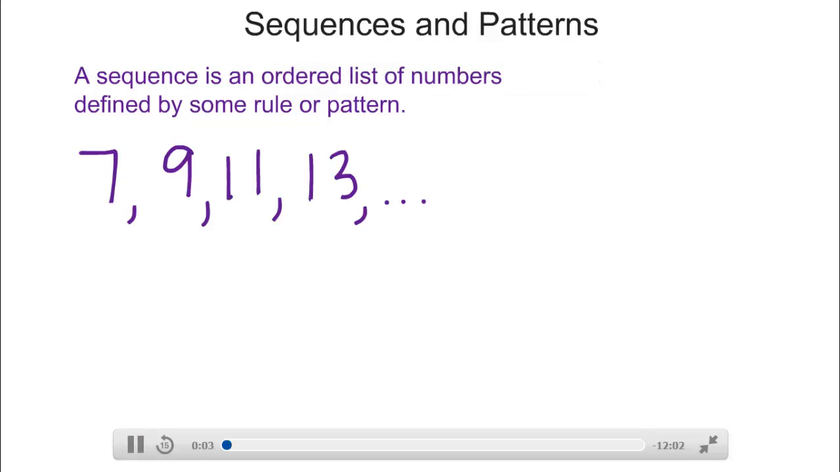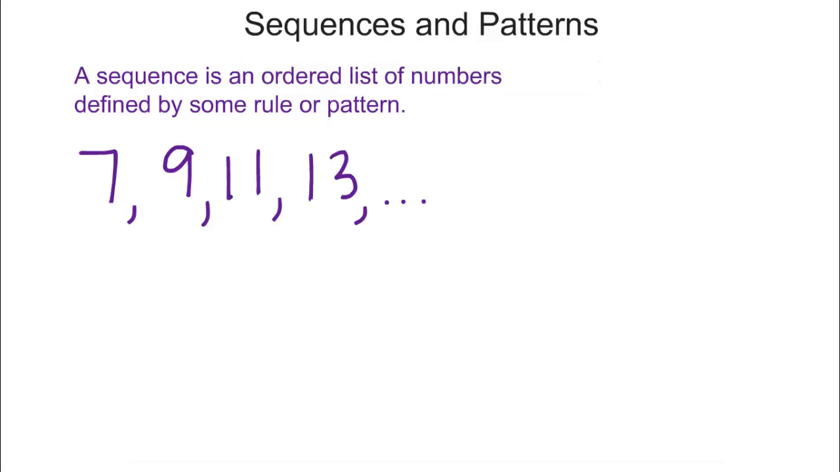These notes are about sequences and patterns. Let's have a definition first of what a sequence is. You probably already know. A sequence is just an ordered list of numbers defined by some rule or pattern, usually. So it's basically just a list of numbers. We have a sequence below: 7, 9, 11, 13, and then we see dot, dot, dot.